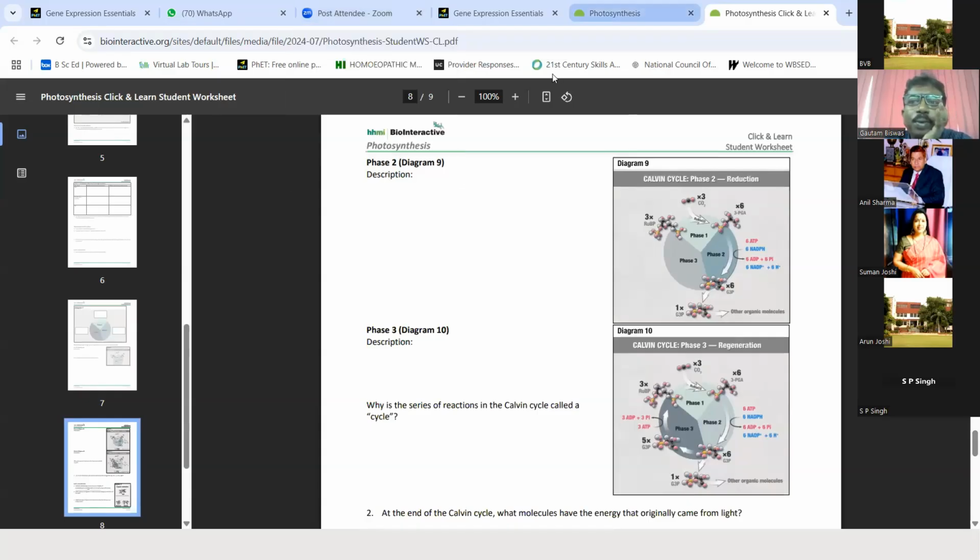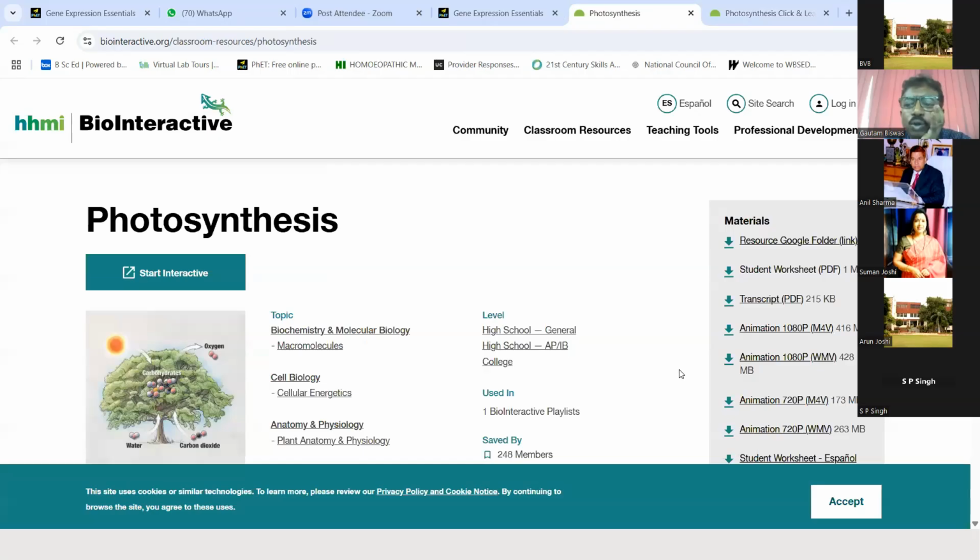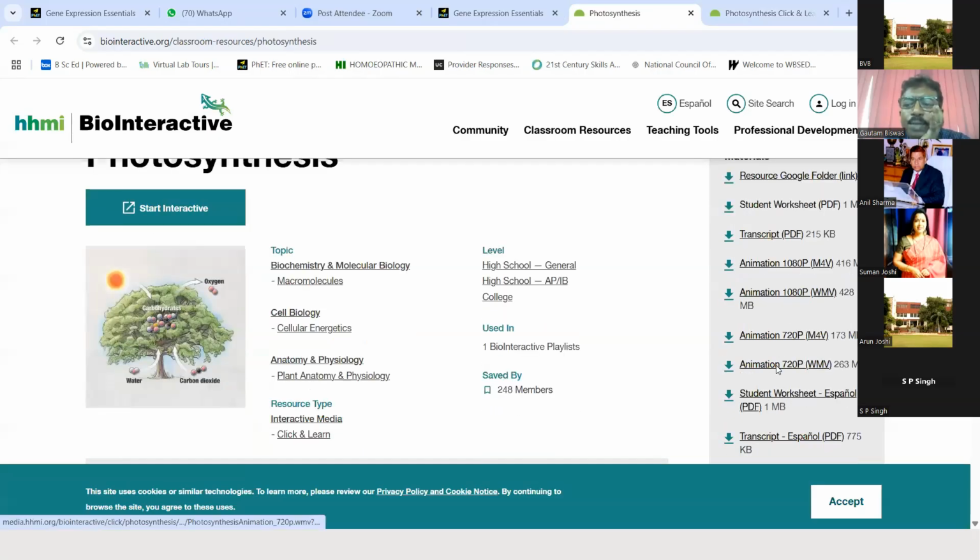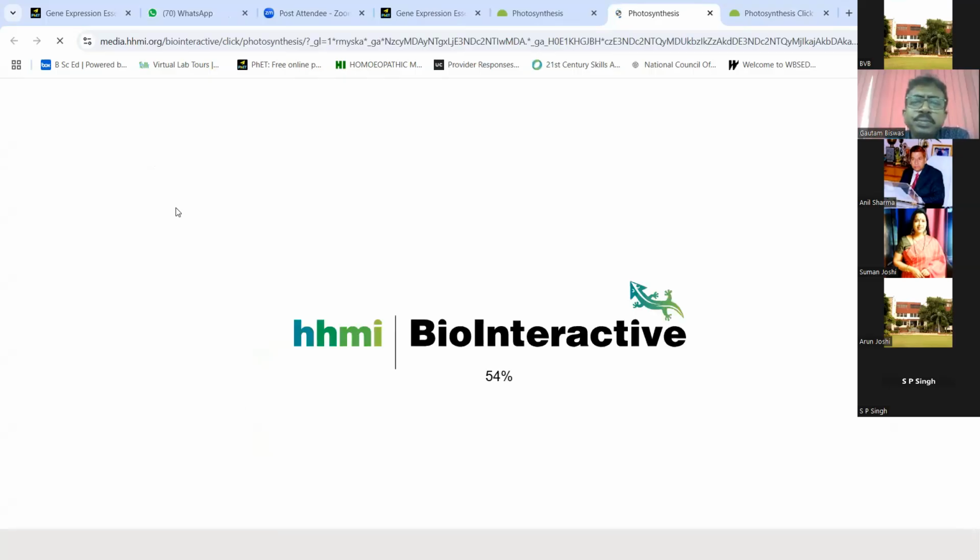Now, coming back to the animation part, or interactive, start interactive. This is an interactive session you can have with this site. Obviously, the only drawback is that you have to have internet throughout while using all ICTs. Otherwise, it is one of the best ways we can engage the students in the class.